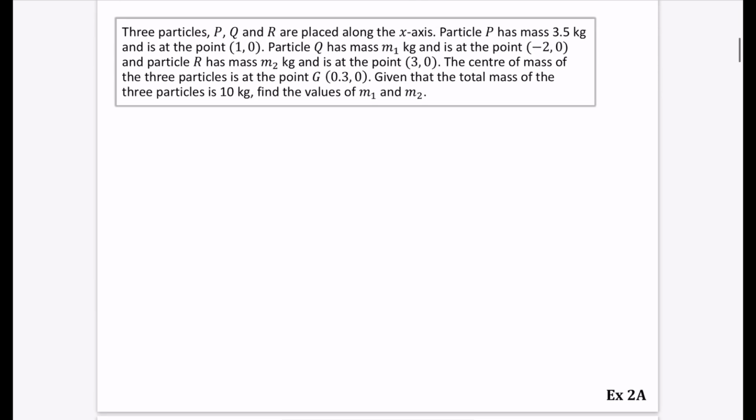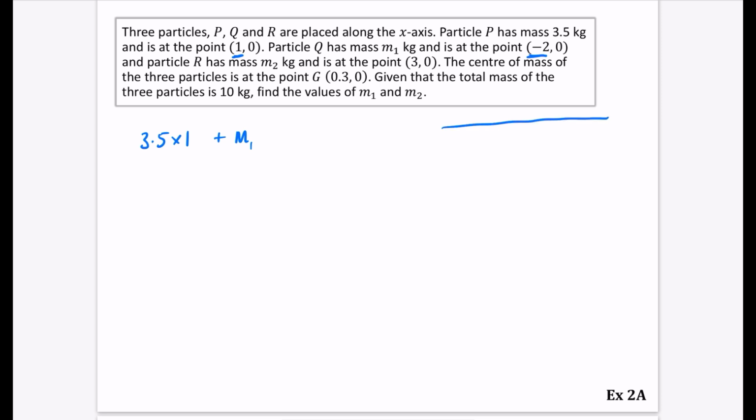So let's see if we can try this one. We've got 3 particles, P, Q, and R, placed along the x-axis. P has a mass 3.5 and is at the point (1, 0). So I'm immediately going to do my 3.5 multiplied by the 1. Q has a mass of m1, and that is going to be at the point (-2, 0). Maybe a little diagram could be helpful.